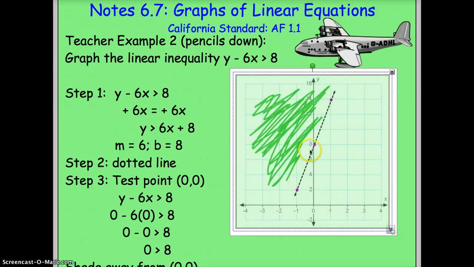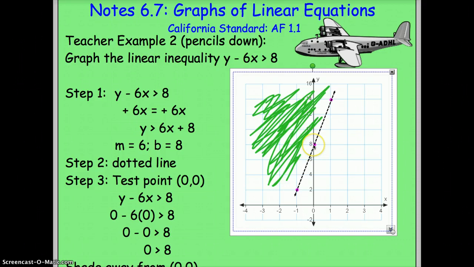Okay, so if we take a look, notice I went to 8 on the y-axis, up 6 over 1. You do want to be careful if you're skip counting, make sure you're counting carefully. Notice I only skip counted on the y-axis, not on the x-axis. Okay, I can also do the reverse. If I make the slope negative over negative, I can go down 6 and backwards 1.